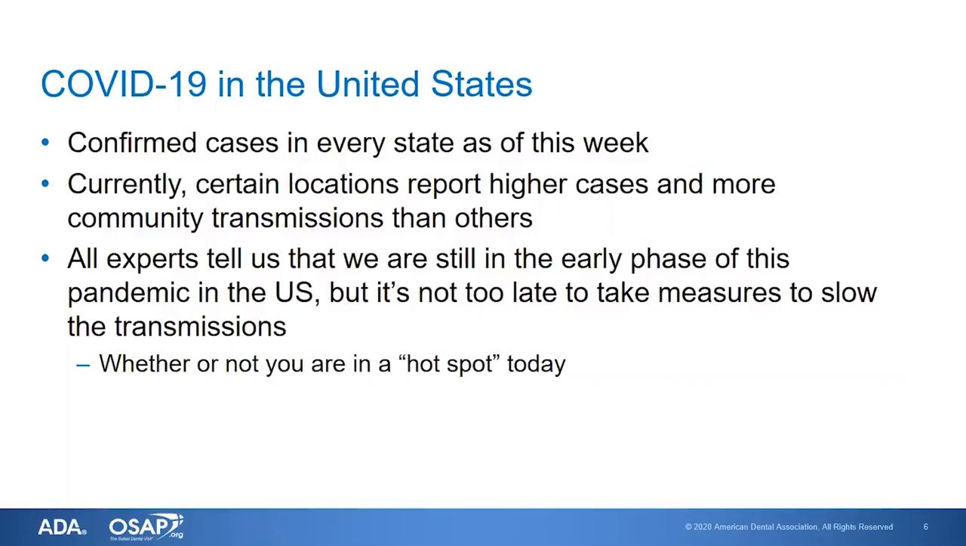What about the United States? Well, as of this week, there are confirmed cases in every state in the US. Currently, certain locations report a higher case load and more community transmissions than others. We hear a lot about California, New York, and some other locations that are experiencing high community transmissions. But the experts tell us that we're still in the early phases of this pandemic in the US, and it's not too late to make measures to slow the transmissions. And this is whether or not you're in a hot spot today, because as we've seen in the recent weeks, this changes on a daily basis.